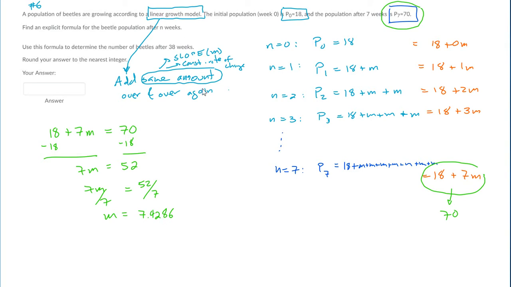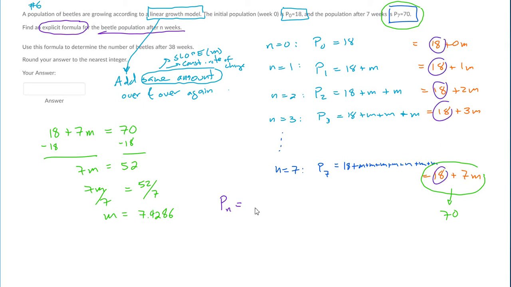Okay, so now I know what this m is. So they want us to write out an explicit formula for the population after n weeks. So that means they want an equation. Okay, so population after n weeks is going to be, let's look for the pattern. The 18's never changing, right?